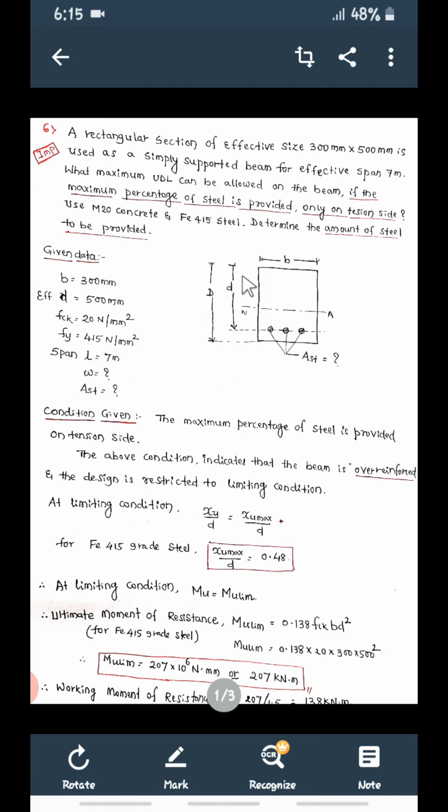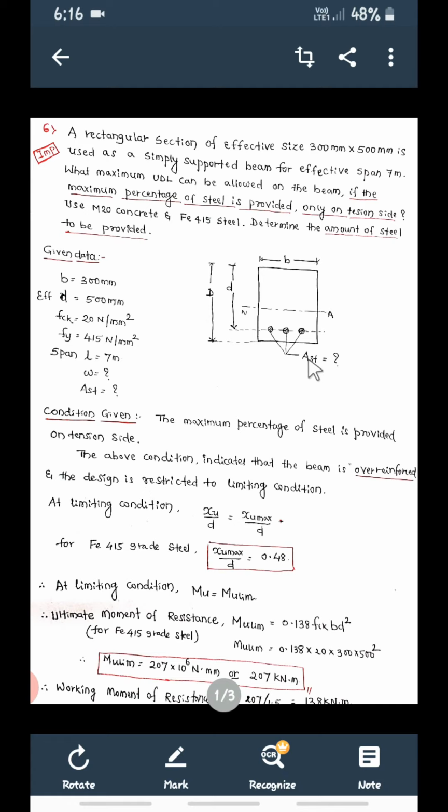Okay, so as usual, use M20 concrete, means fck is 20 Newton per mm square, and steel is Fe415 grade, then it is fy is equal to 415. And you have to also determine the amount of steel to be provided. We don't know how much steel is required, but it is given that maximum steel is provided. Okay, but how much it is, we have to calculate. So we need to find out two things here. One is total UDL, and second one is area of this steel.